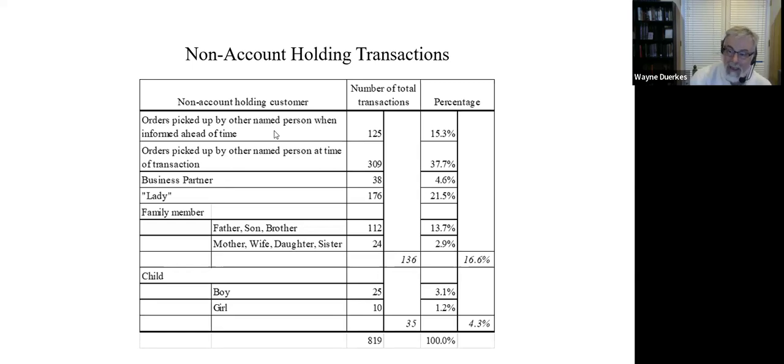Transactions that were in an exchange methodology were predominant in the Illinois frontier. So a lot of these individuals would do work for other farmers or other merchants or carpenters, what have you, come in and get payment there. Business partners, 38 transactions there. This one, lady, that's an exciting one for me, 176 total transactions, and they come from a handful of ladies.